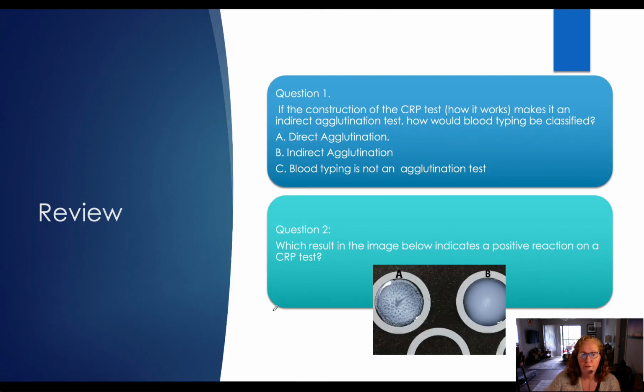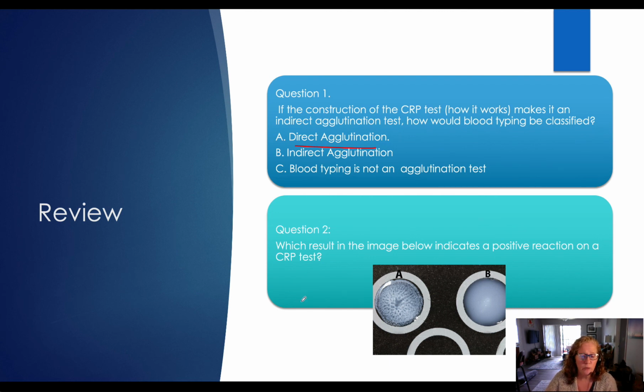If we take a look at our review here, let's start with question number 1. If the construction of the CRP test makes it an indirect agglutination test, how would we classify blood typing? Well, with the CRP test, we have to get antibodies from outside of the human body, so that's indirect. In blood typing, we actually use human antibodies. If you have type A blood at birth, you naturally produce antibodies against type B. So we would have direct agglutination if we were looking at blood typing.